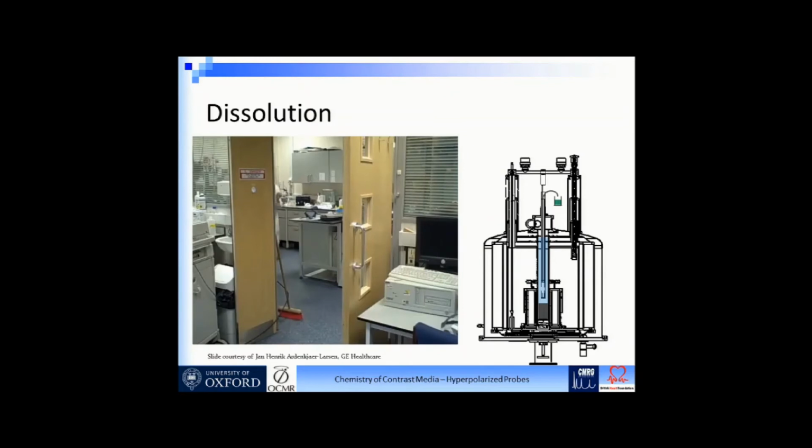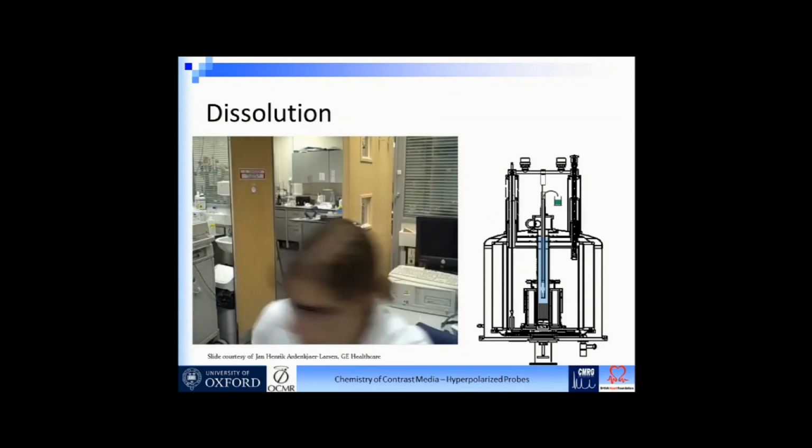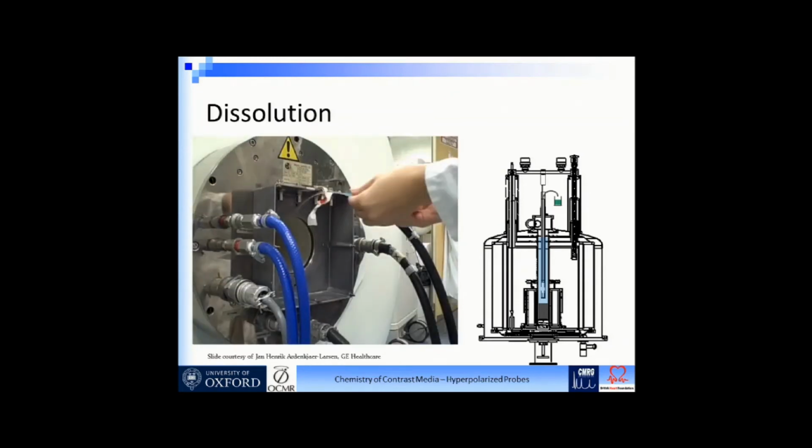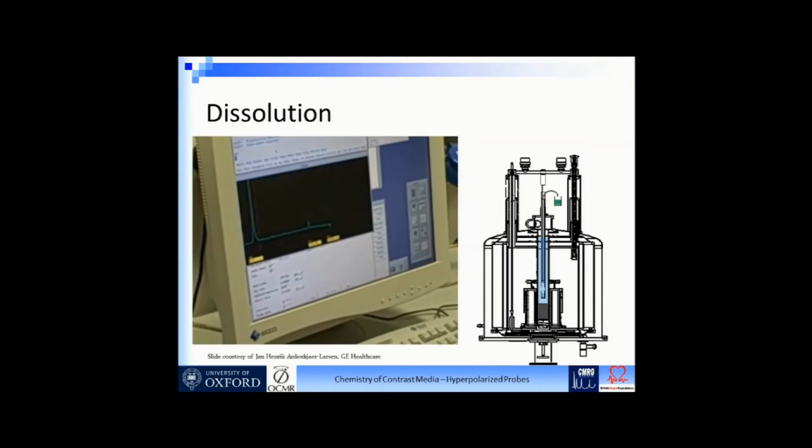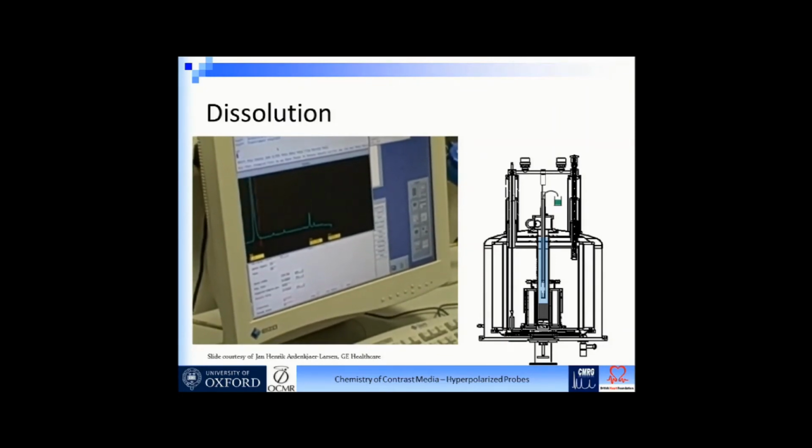Now, the only problem there is that things start to decay back to thermal equilibrium very, very rapidly, and so you need to start moving at a reasonable pace. But you can inject the contrast agent in, and then you can see the appearance of the molecule that you've injected, but also its downstream transformation into the other molecules that it subsequently becomes.